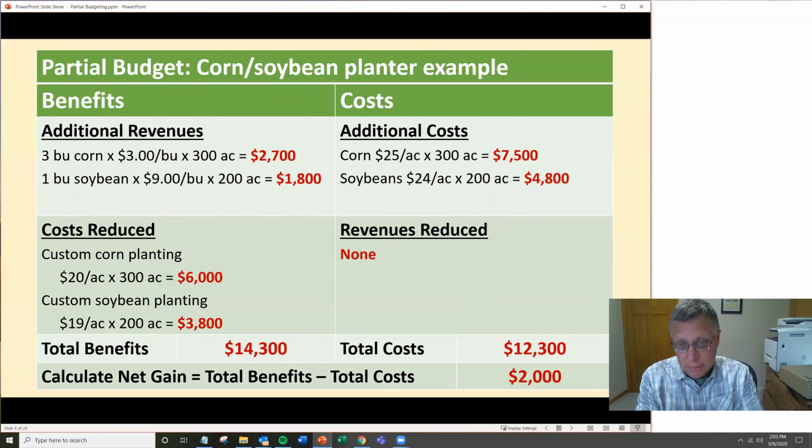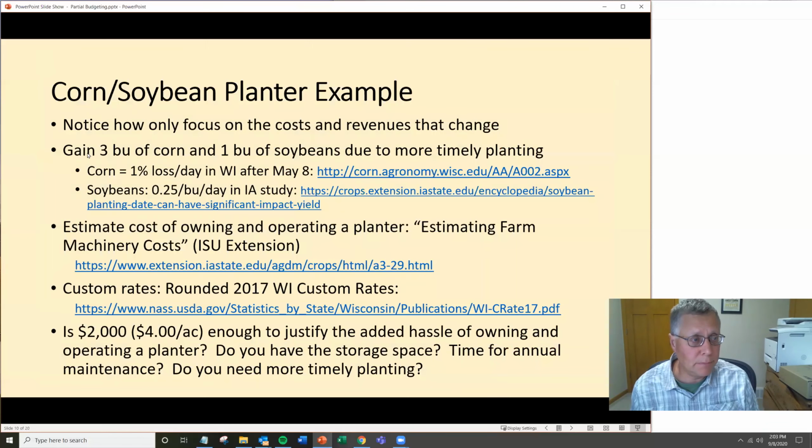What are my additional yields, or yield increases, I should say, under my additional revenues? Well, I've done some work, and I'm going to say 3 bushels more of corn due to more timely planting. Assume a price of $3 a bushel and 300 acres. So 3 bushels of corn in yield due to earlier planting, $3 a bushel times 300 acres: you take 3 times 3 times 300, you get $2,700. That's the first entry here on the table.